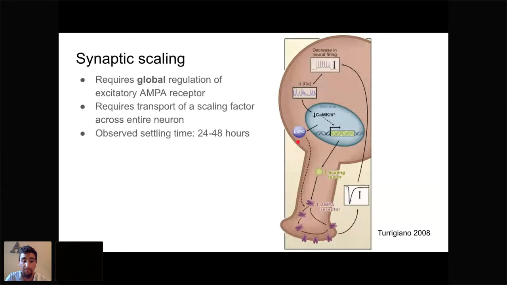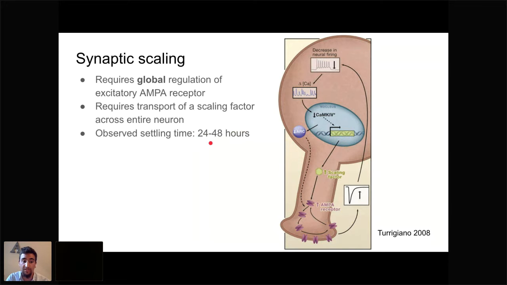But this brings up a few questions. How does the global signal work? How does it get transported everywhere? Why is it so slow? We observe settling times for synaptic scaling of 24 to 48 hours. Does it matter that it's slow? What influences does cell morphology have? Are there inherent fundamental constraints because of this?